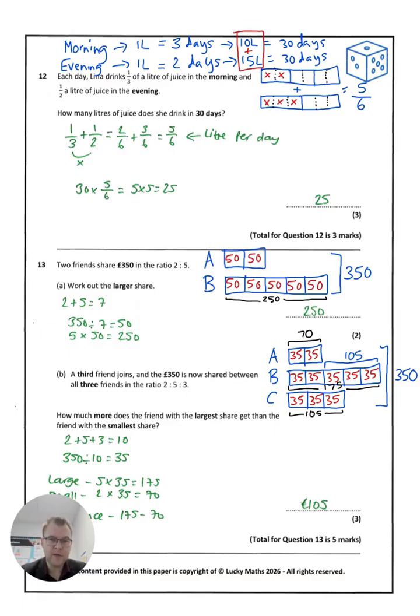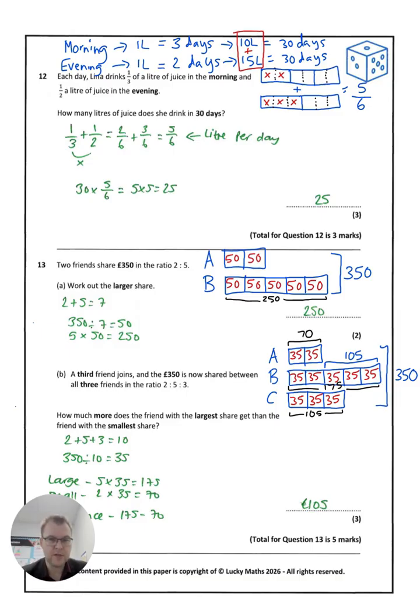Sharing ratio, again, is one of my favourite topics to do. When you visualise it, I think it just makes it a lot easier. So we've got the 2 parts and the 5 parts below. The larger share is going to be those 5 parts. So if we split 350 firstly into the 7 parts, each box is worth 50, and then the larger share is going to be 50 times 5, so we can see 250.